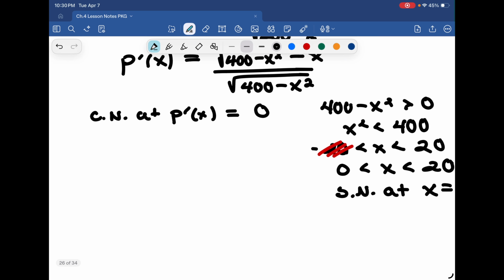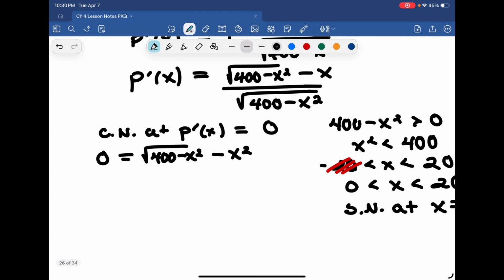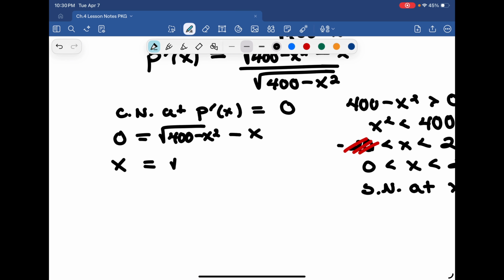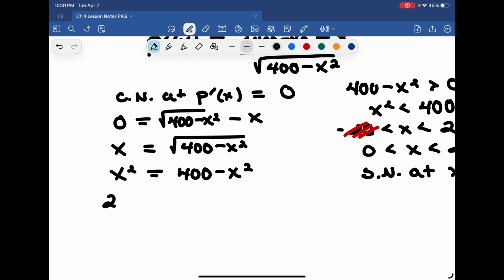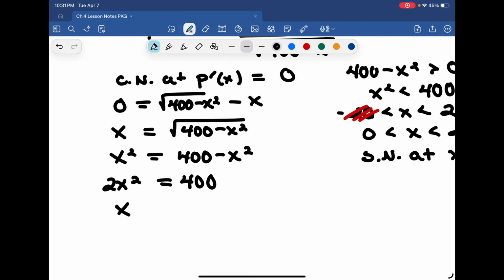So now we go to our critical numbers and we go, well, if 0 is equal to the p prime, then we're going to take the square root of 400 minus x squared minus the x on the outside. I'm going to move the x to the other side, which is equal to the square root of 400 minus x squared. We square both sides, giving me x squared equals 400 minus x squared. This gives me 2x squared equals 400. And if I divide by 2 and take the square root, I get that this is going to be equal to plus or minus square root of 200.